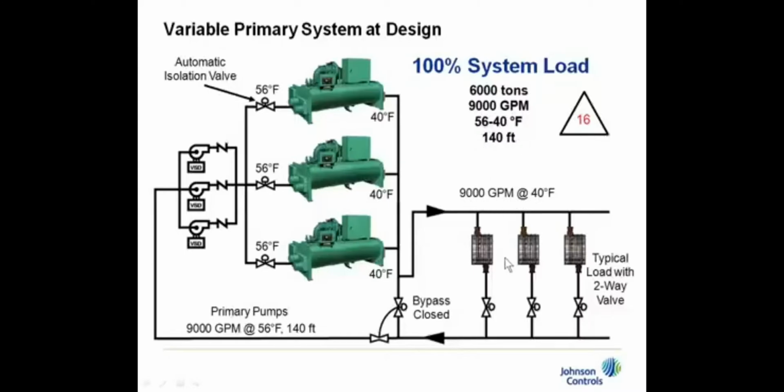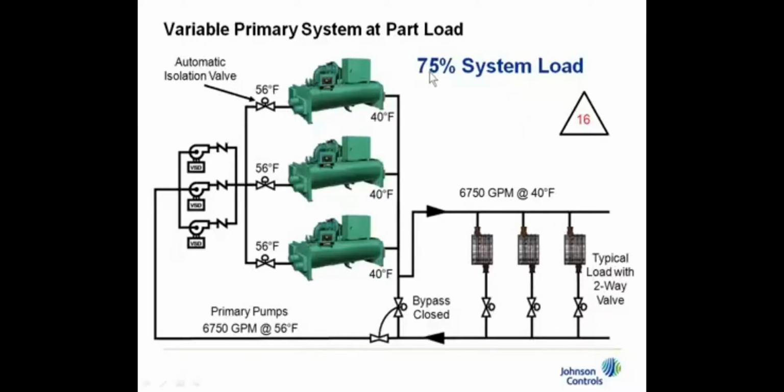We'll explain a bit later why that went down. So we have 9,000 GPM. Our bypass is closed. Our bypass is strictly there to maintain minimum flow through operating chillers, which is usually one when you get down to that point. And so it's all one loop. As long as this is closed, it's completely just one loop instead of two.